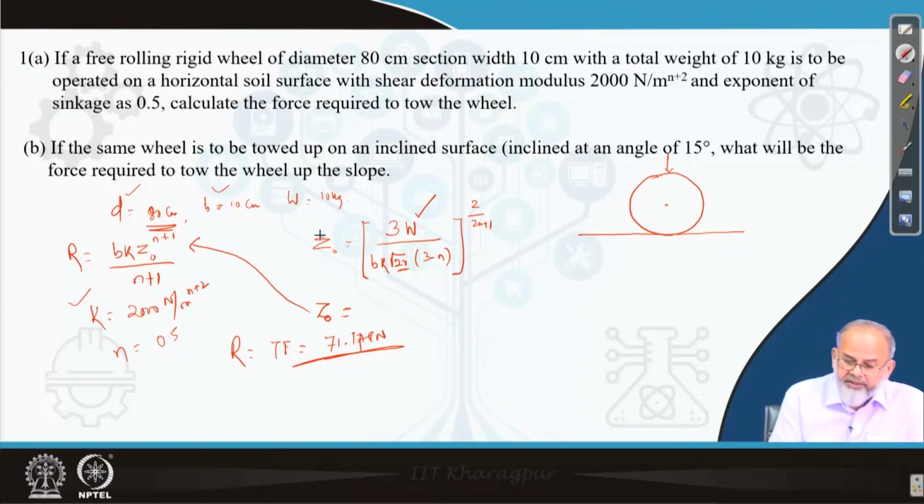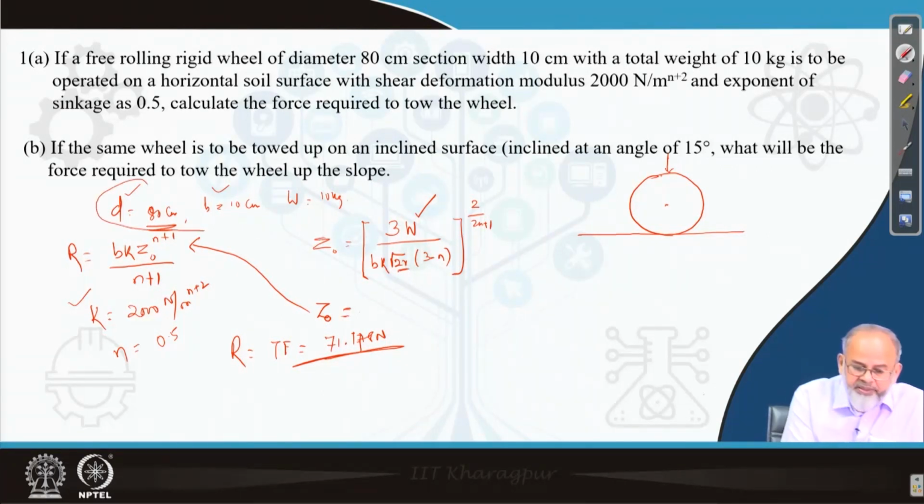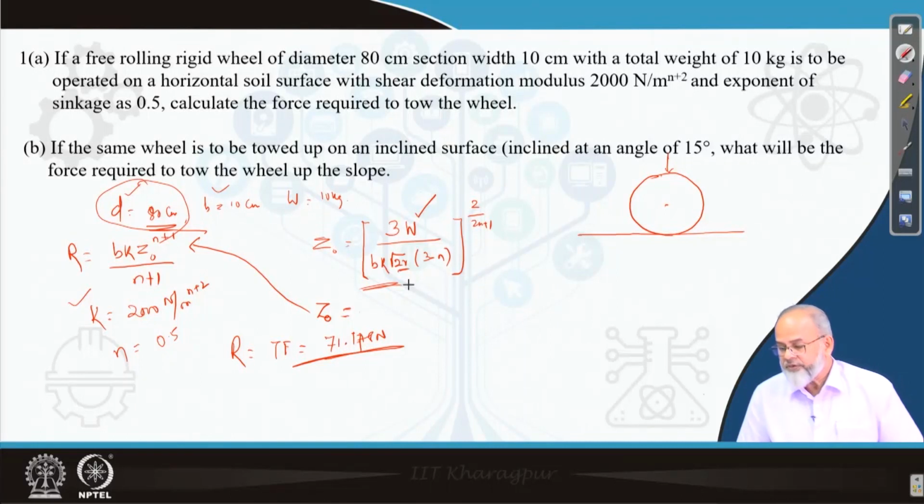So, the first thing which you look into is whether this is a rigid wheel, a free rolling rigid wheel, and there is no power. So, it is a towed wheel, and we immediately apply Baker's equation. But in Baker's equation there are certain limitations which are to be looked into. The limitations are that sinkage should be low and the diameter should not be less than 50 centimeter. So that way it is satisfying. Diameter is 80 centimeter, and sinkage you can verify from here.